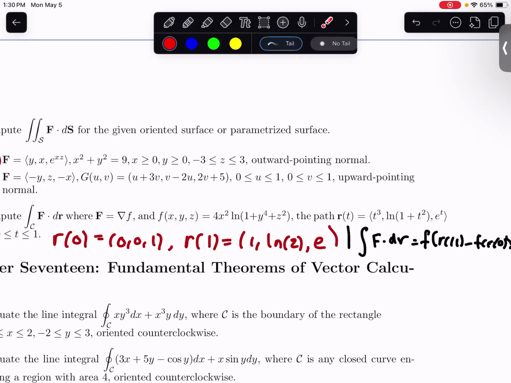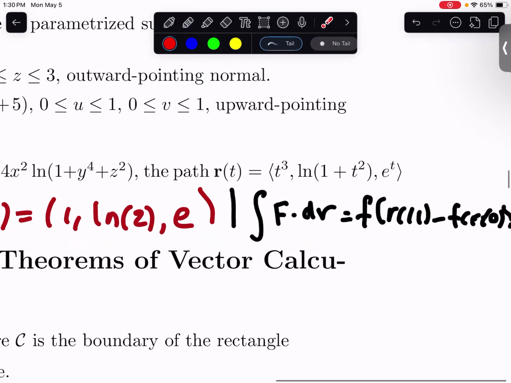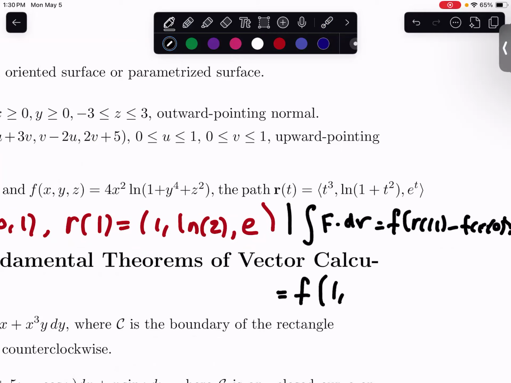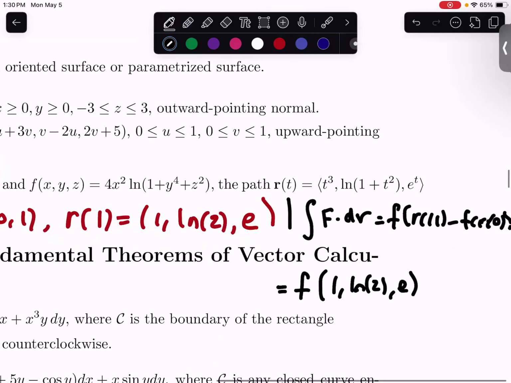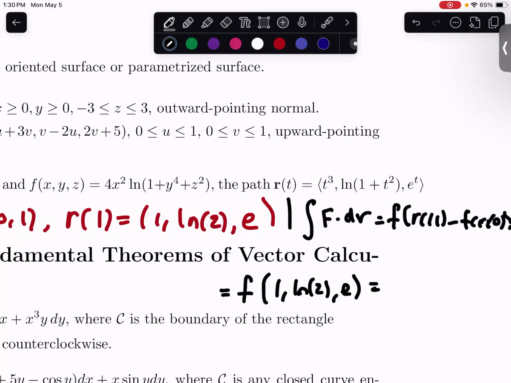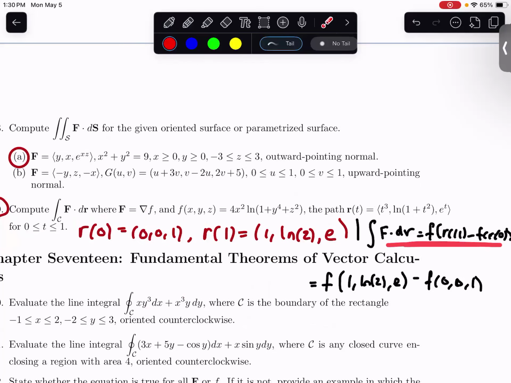Yeah, so we know that this vector line integral is going to be the difference of these two. We already found that f of R1 is equal to this point. So it's really asking you to do f of 1, natural log of 2, e. And then this is going to be subtracted by f of 0, 0, 1. So this is what the fundamental theorem for conservative vector fields tells you.